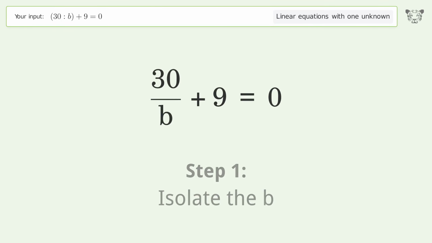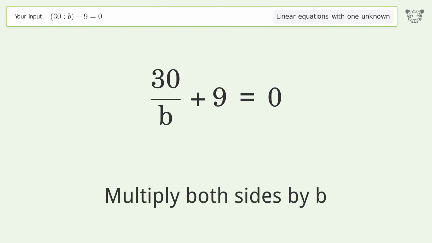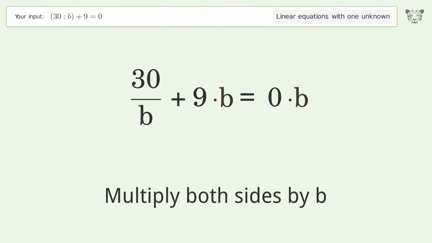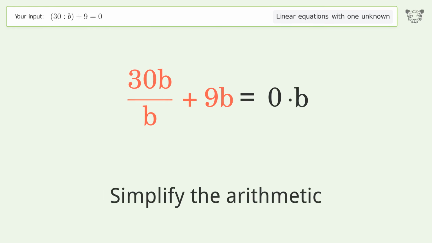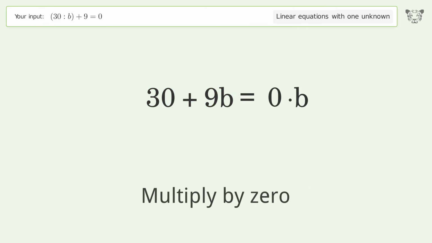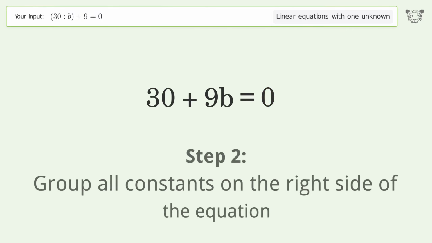Isolate the b. Multiply both sides by b. Expand the parentheses. Simplify the arithmetic. Multiply by 0. Group all constants on the right side of the equation.